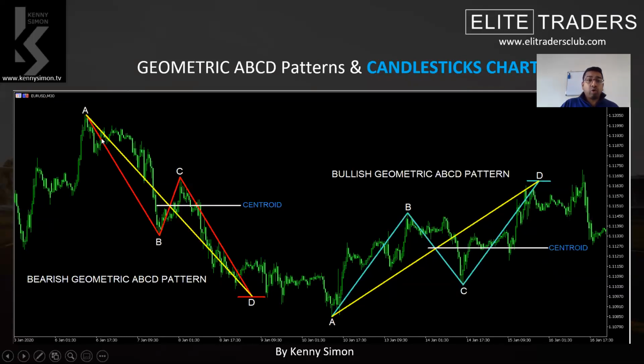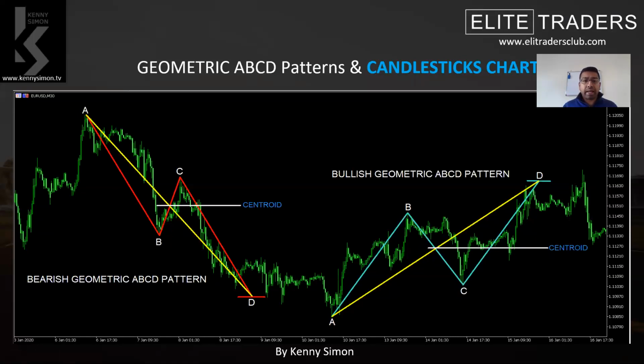Okay, so we have got A, B, B to C, C to D, and then we draw just a line from A point right down to D point. Now, once you've got your geometric ABCD pattern with the A to D line, you will see an intersection between the AD line and the BC line, basically intersecting like an X right there. And the middle of that line there, I have called it centroid, like a center point. Okay, where it intersects like an X.